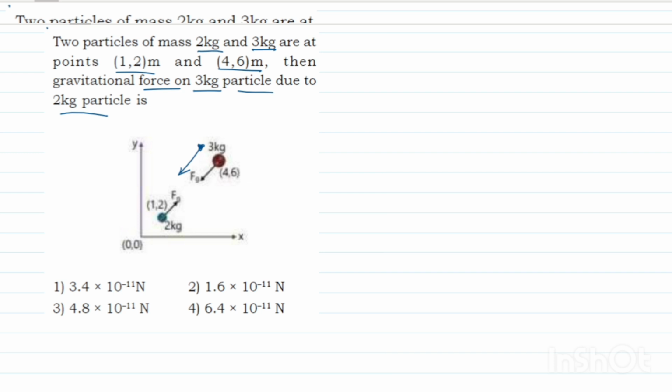Now just calculate here, these two are the position vectors. First you need to calculate the distance of separation between these two. So here the initial position vector r1 is given as i cap plus 2j cap, and r2 bar is given as the second particle located at 4i cap plus 6j cap.